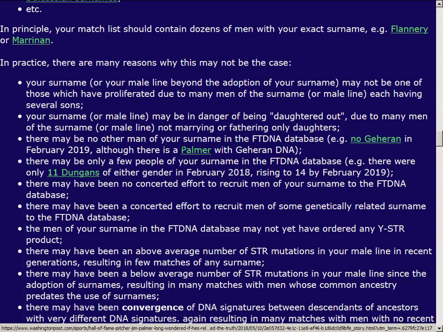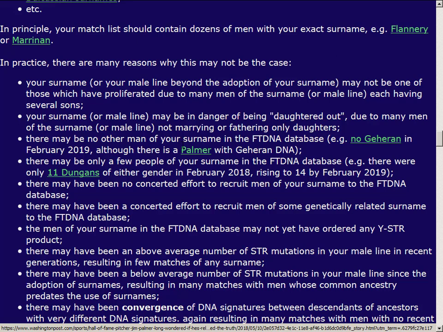So why do some people get those great results where everyone has the same surname, and other people get results like me where everybody has different surnames? Well, maybe the surname just didn't proliferate. Maybe the first generation of Marrinans, a man had 6 sons and they all had 7 sons and they all had 8 sons, and suddenly you have loads of Marrinans with the same Y-DNA, and maybe every Waldron had only a single son or 2 sons and lots of daughters, or only 1 or 2 children altogether. Maybe the surname has been daughtered out.